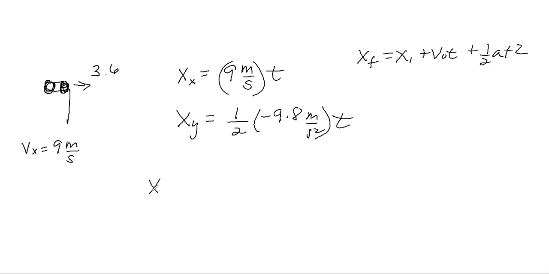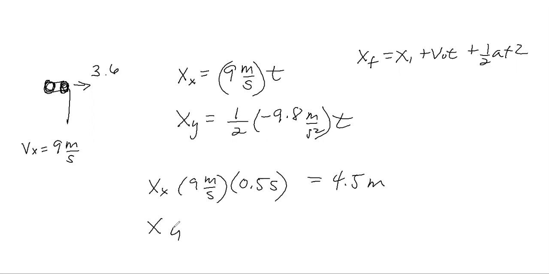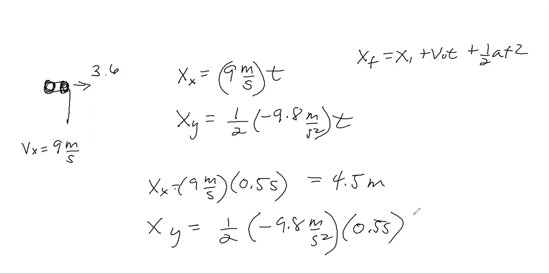So for my x sub x is 9 meters per second times 0.5 seconds. That's going to be 4.5 meters. And for my x sub y, it's going to be 1/2 times a negative 9.8 meters per second squared times 0.5 seconds squared. And that's going to give me a negative 1.2 meters. All right, so that's my position at that time.